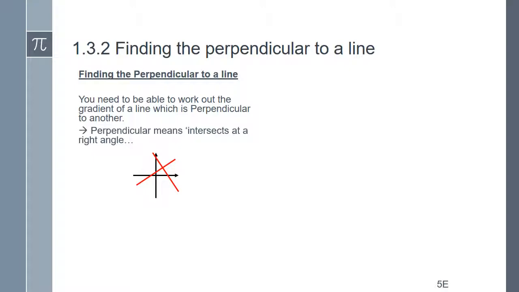So these two lines are perpendicular to each other, and you can see that where they cross over it's a right angle, or 90 degrees.